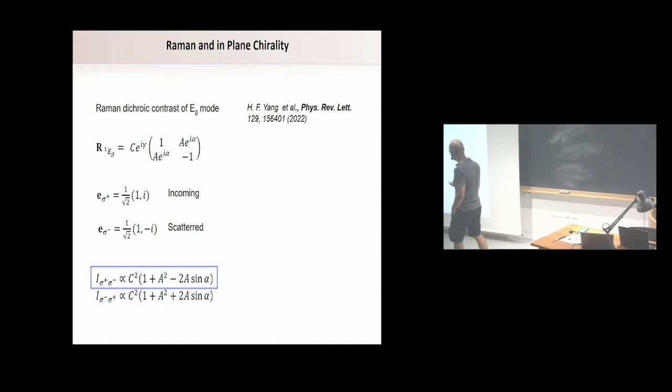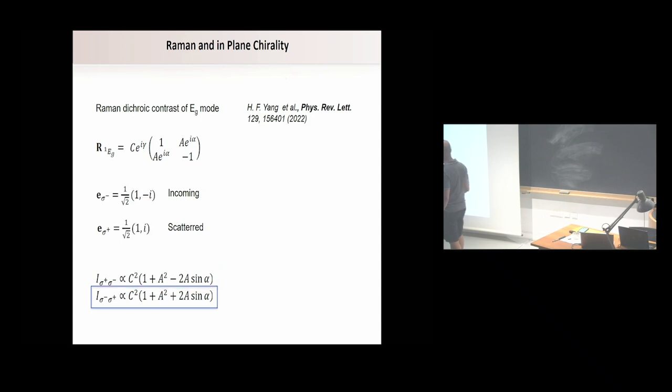And then if you just sandwich this Raman tensor between a light that is circularly polarized sigma plus incoming, and you take a look at the light that is scattered with sigma minus, you would see that the intensity depends on this angle alpha, and the dependence goes as minus 2a sin alpha.